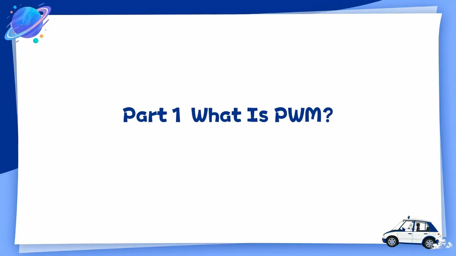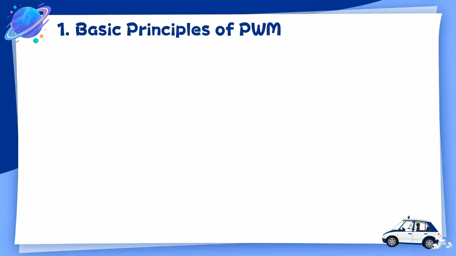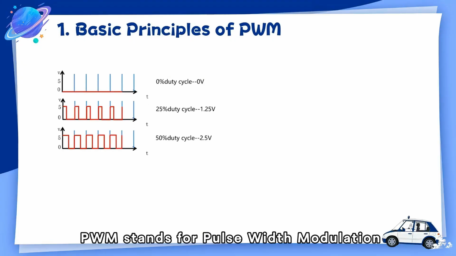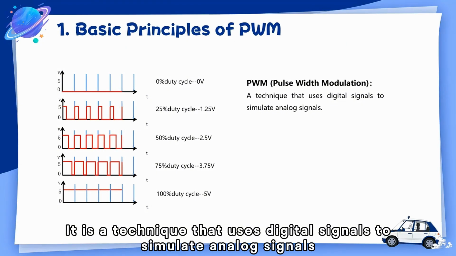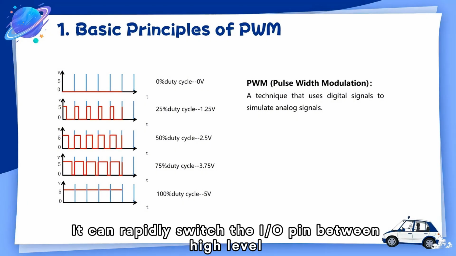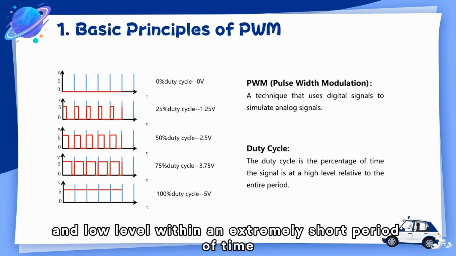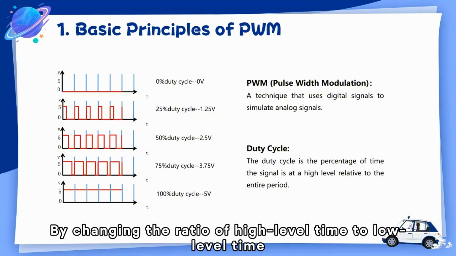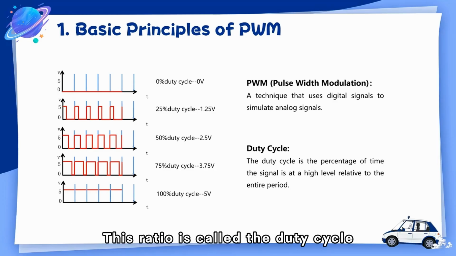Part 1. What is PWM? Do you know what PWM is? PWM stands for Pulse Width Modulation. It is a technique that uses digital signals to simulate analog signals. It can rapidly switch the I/O pin between high level and low level within an extremely short period of time. By changing the ratio of high level time to low level time, it adjusts the average voltage output from the I/O pin. This ratio is called the duty cycle.